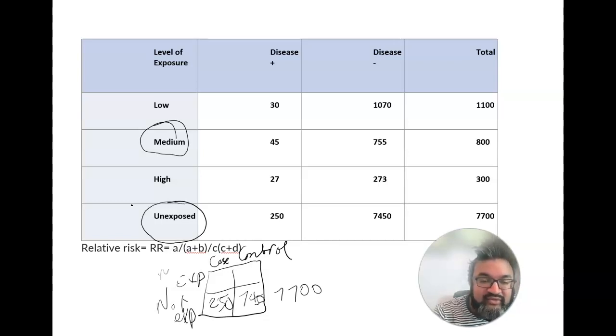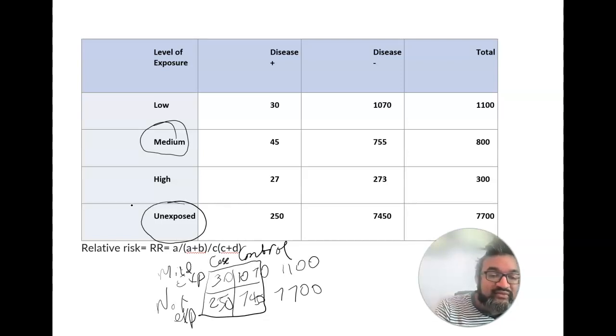Now, let's do mild exposure. So when you're looking at mild exposure or low exposure, and disease case, then that's 30. And then no disease is 1070, and the total is 1100. So the rest is gravy. What you do is, again, you apply that relative risk formula that has been given here. I actually provided that. So now the calculation is easy.